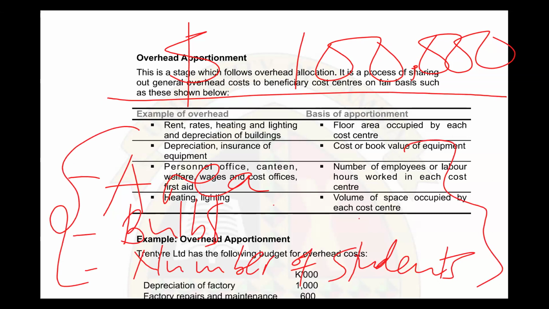This is a rental cost. Anybody, what do you think would be the most appropriate basis to apportion this cost? I think for me, the best is the number of students each school has. Remember, this is interesting. The number of students. Now, this is rental costs. We are paying for the land that we are occupying. You get it? This is the rental costs.